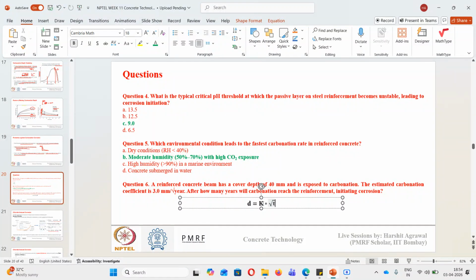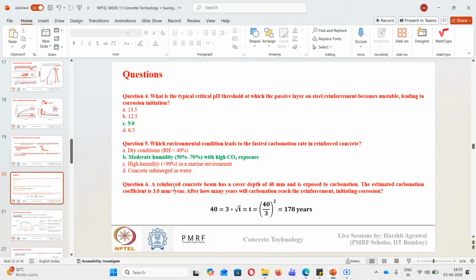I'll just tell you the answer. The K coefficient is given to us, it is 3, and the depth of carbonation, the depth of cover, is given as 40. So how many years will it take? This T is what we need to calculate. T will be nothing but 40 divided by 3, squared, since when we take the square root out it becomes a square. It will come out to be around 178 years.